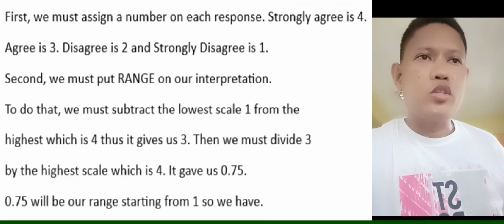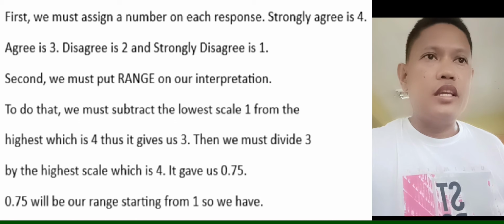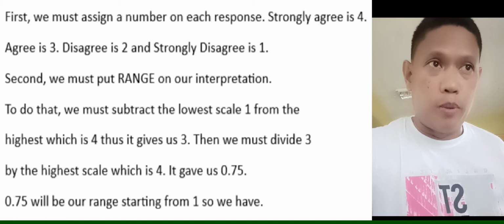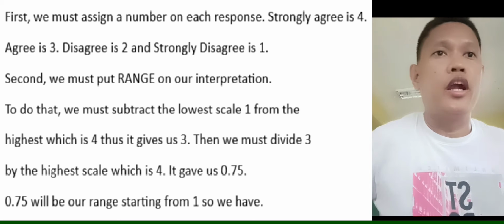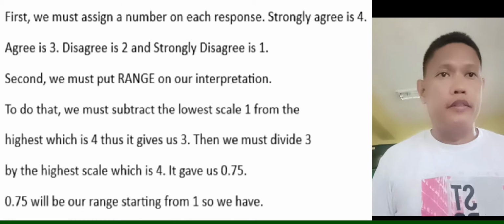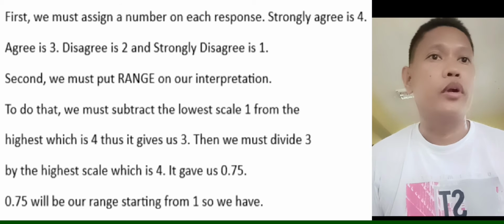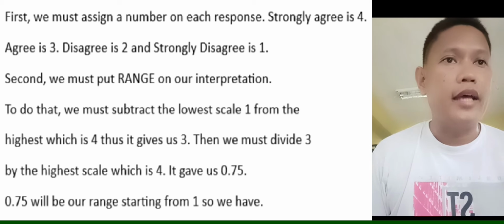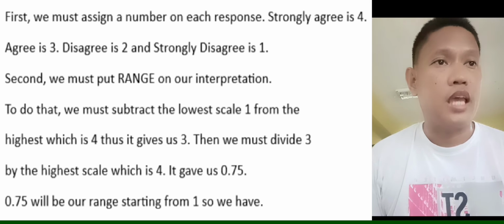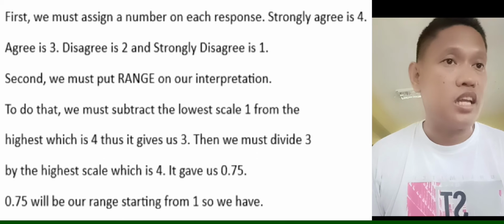Okay, so as I mentioned earlier, first we must assign a number to each response. Strongly agree is 4, agree is 3, disagree is 2, and strongly disagree is 1. Second, we must put a range on our interpretation. To do that, we subtract the lowest scale, 1, from the highest, which is 4. Thus, it gives us 3, right?